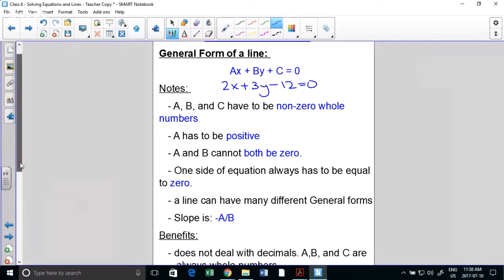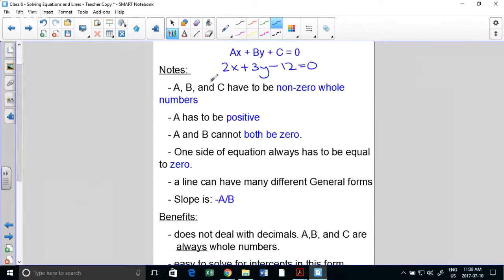So what do we need to have general form of a line? The a, the b, and the c have to be non-zero whole numbers. The whole number part of this is the most important part of it. So we can't have any fractions or decimals. The a term has to be positive, so the number attached to the x has to be positive, and one side of the equation has to be equal to 0.